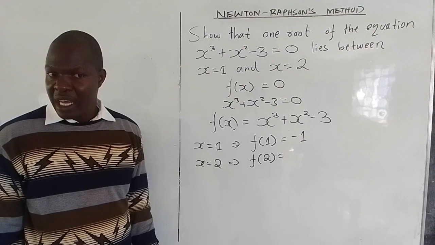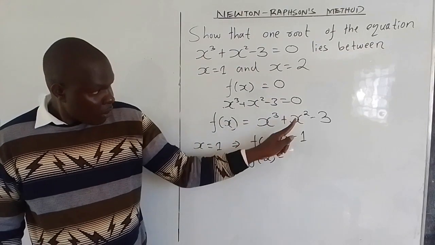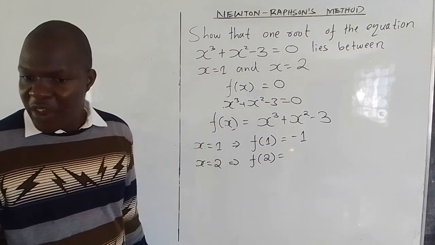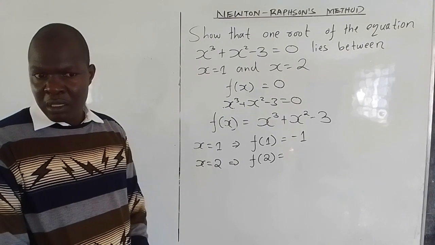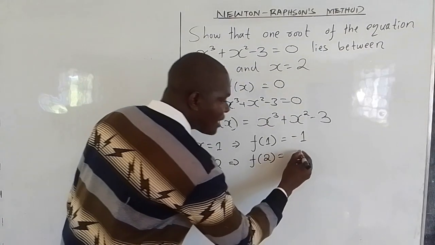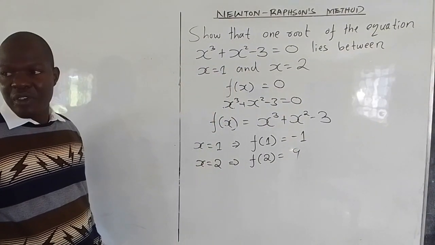Have you used the calculator? It cannot be that. 2 cubed is 8, plus that, you get 9. So, when are you supposed to get the root of the function?